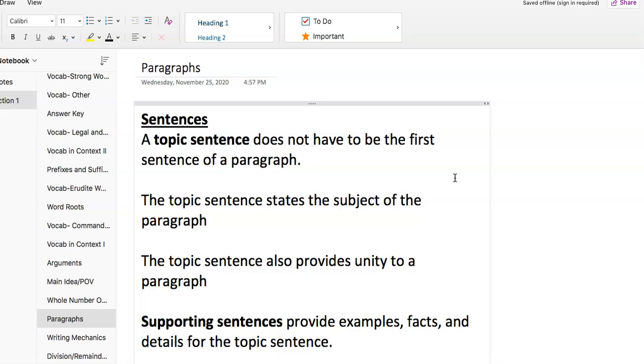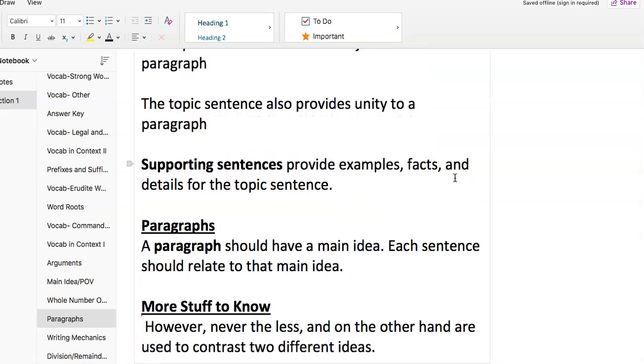Okay. Supporting sentences provide examples, facts, and details for the topic sentence. The phrase "for example" should highlight that the author is about to provide an example. Any sentence that begins with "in my opinion" is not a supporting sentence because it's an opinion and not a fact or an example.